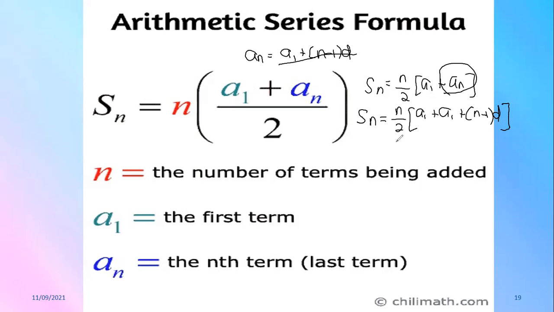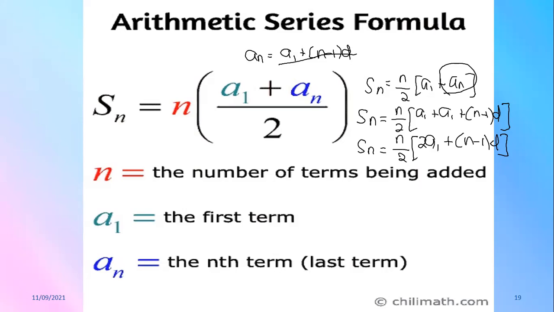So i-combine natin tong a sub 1 plus a sub 1. So ang magiging S sub n natin, n over 2 multiplied by 2 a sub 1 plus n minus 1 multiplied by common difference d. O so yun na. Meron na tayong dalawang formula for arithmetic series. So tatandaan lang natin yung n natin dyan is number of terms dun sa sequence na kailangan nating i-add. A sub 1 is the first term, a sub n is the nth term o yung last term.